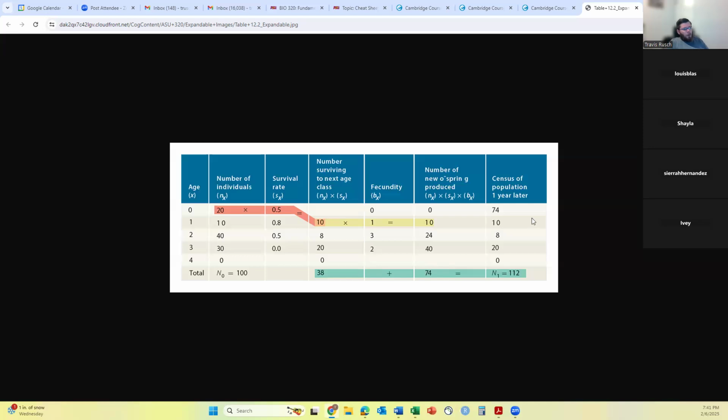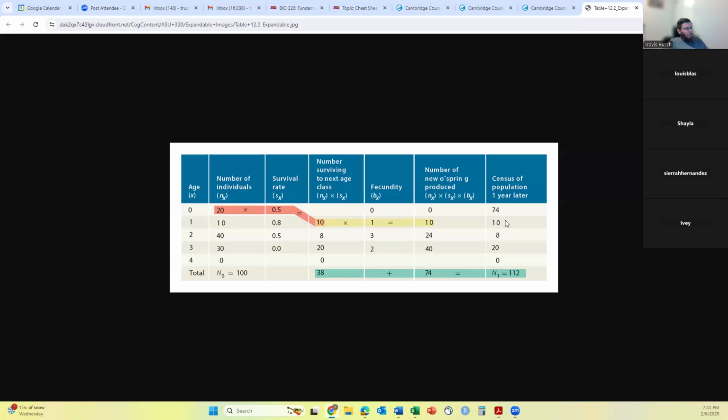So then over here, what we have is our census of our population 1 year later. This is our census of the population to begin with. So we have 100 individuals to start with. We have some die off because, right, they're not all going to survive. None of the survival rates are equal to 1. But we also have fecundity values. So for the next year census, we have 74 total newborns.